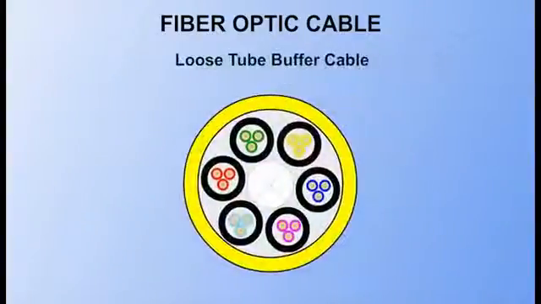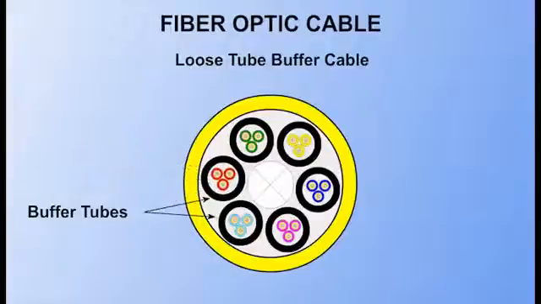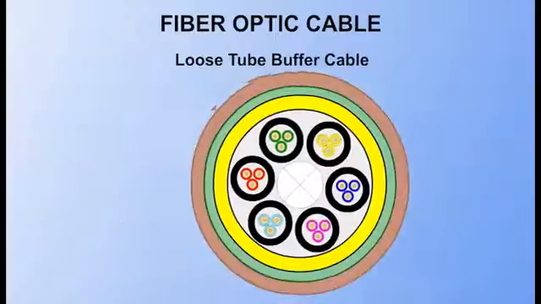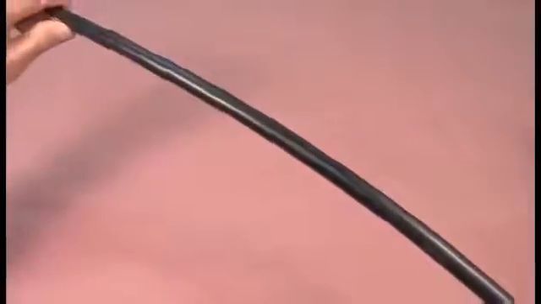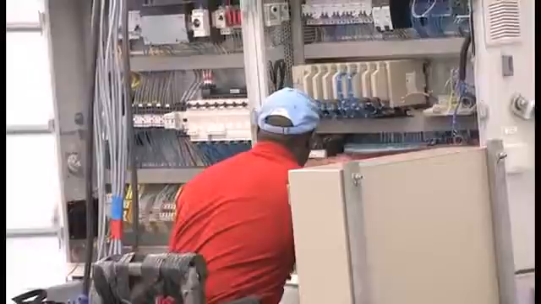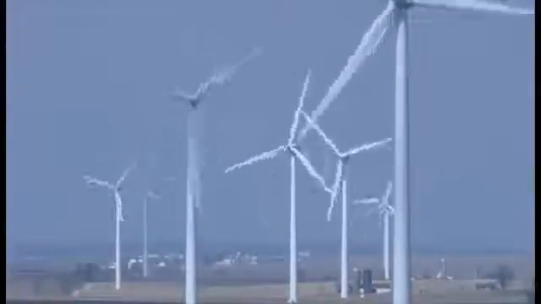In loose buffer cables, the fiber strands are contained within buffer tubes, allowing the strands to move freely while also providing additional protection for the strands. The addition of buffer tubes and other protective layers causes the cable diameter to be larger and the cables to be less flexible. It also means that tight buffer cables are more easily damaged than loose buffer cables. These factors make tight buffer cables more appropriate for indoor use and loose buffer cables primarily for outdoor use.